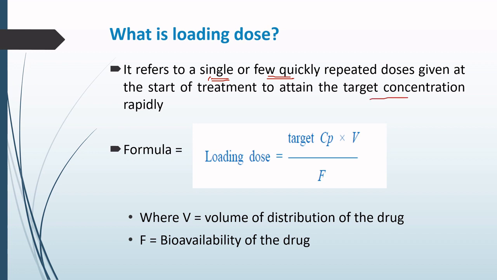Now what is the formula for loading dose? Loading dose is the target plasma concentration of the drug multiplied by the volume of distribution, divided by the bioavailability. I have already discussed bioavailability in detail, so please feel free to check out that video. The link will be given in the description box. As we can see, loading dose is governed by the volume of distribution of a drug.